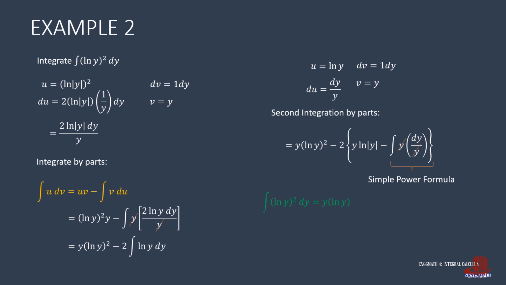Finally, the integral of the square of ln y is y times the square of ln y minus 2y ln y minus y plus c.